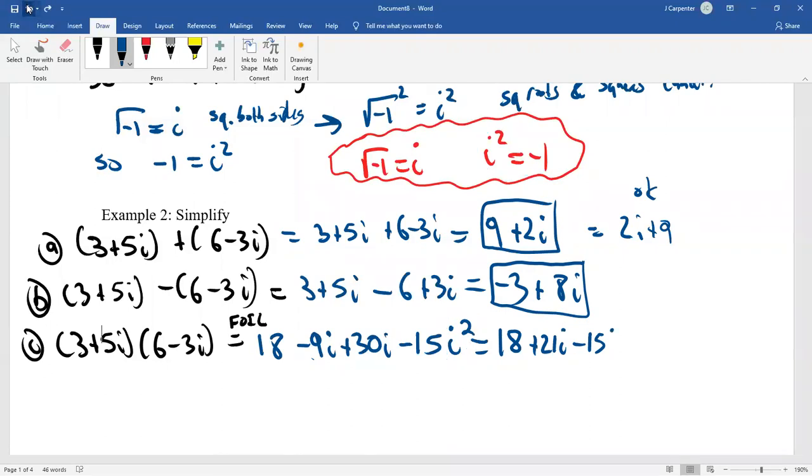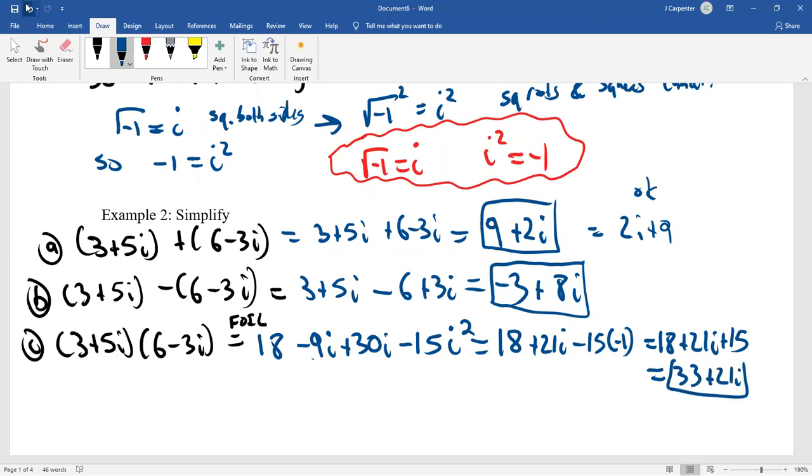So this will be times negative 1. So this i squared is negative 1. You will see that repeatedly, which makes that last bit 18 plus 21i plus 15, negative, negative, which is 18 plus 15 is 33, then plus 21i.